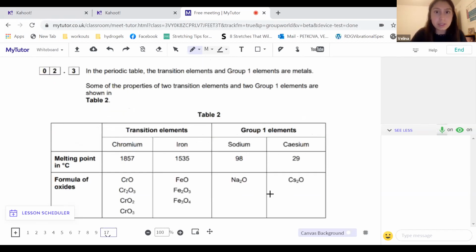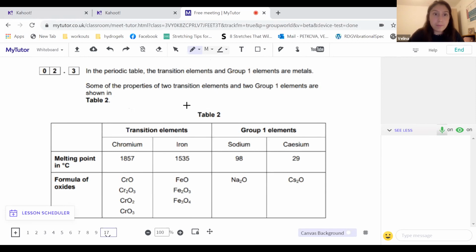So I think this was a 6-mark question. In the periodic table, the transition elements and group 1 elements are metals. Some of the properties of the transition elements and group 1 elements are shown in the table below. So this is the question that people have, like someone mentioned. It's really common for you to get asked for the difference between group 1 metals and transition elements.